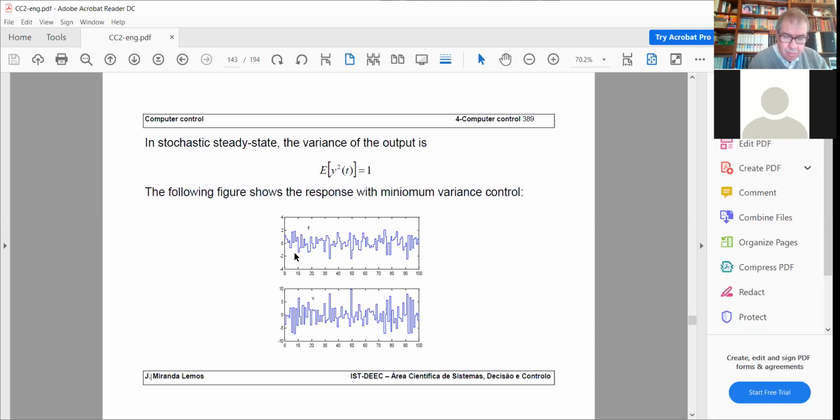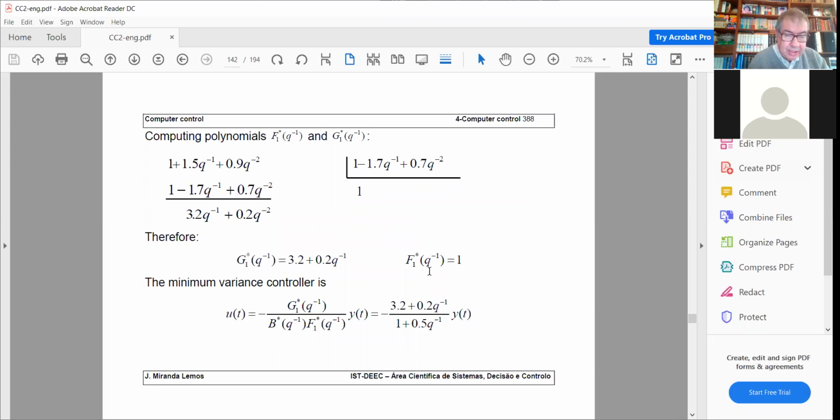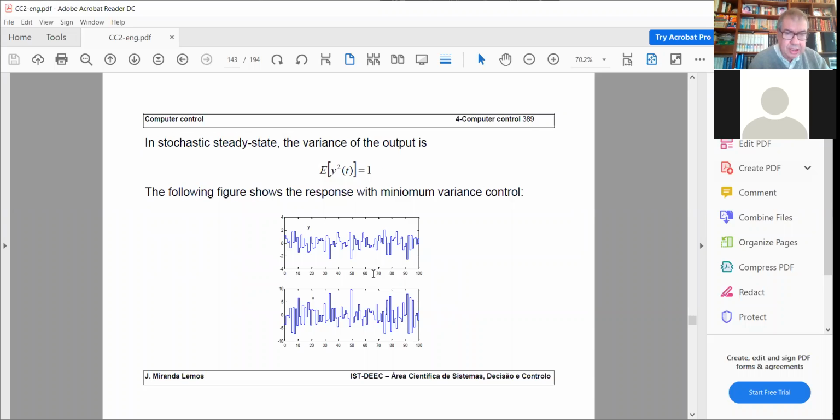Now, we know that the variance of the output is the square of the coefficients of F, which is just 1, multiplied by the power of the noise, which I told you it's just 1. So the variance of the output is 1, and the standard deviation of the output is just take the square root. The square root of 1 is 1. So the standard deviation of the output is 1.